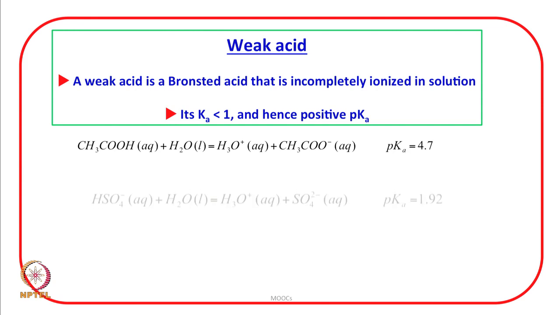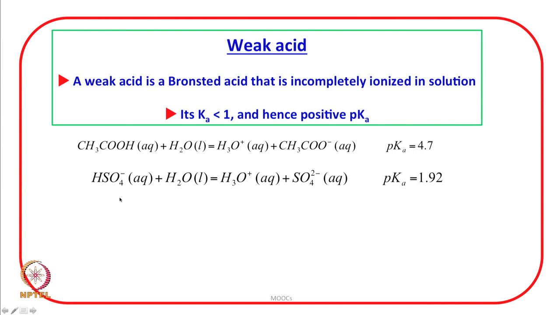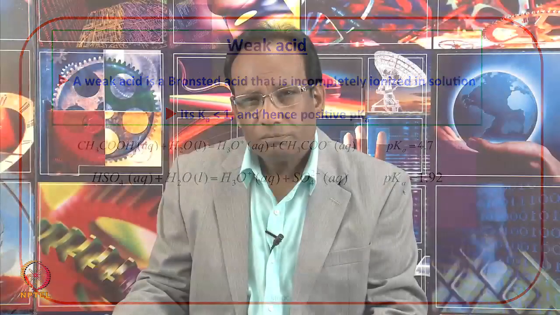Now, let us take another example. HSO4 minus donates a proton to water and forms H3O plus and sulfate ion, and the pKa value is 1.92. If you compare these two pKa values, the pKa value of acetic acid is higher than the pKa value of HSO4 minus. That is, if pKa is high, Ka value is low, and if pKa value is low, Ka value is high.